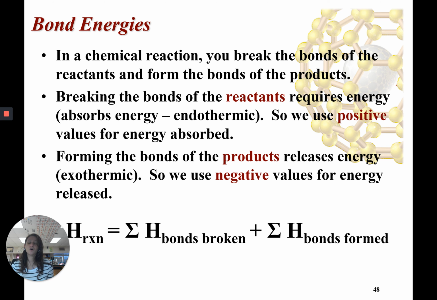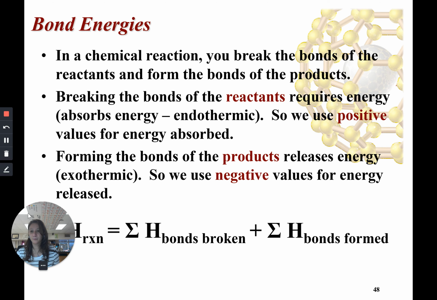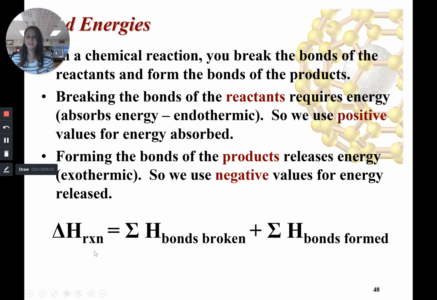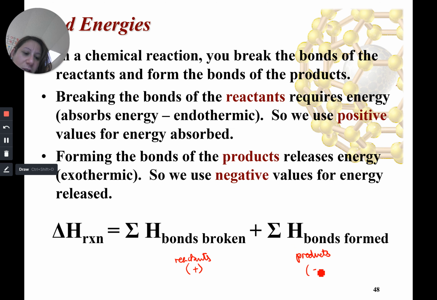So to get delta H of the reaction, you basically say that the delta H of the reaction is the sum of the bonds broken plus the sum of the bonds formed. So you add them all up together. Just make sure that for the reactants, you use positive values. For the products, you use negative values, because in the reactants, you're breaking the bonds, and in the products, you're forming the bonds. So the bonds broken, those are in the reactants, and you use positive values. The bonds formed, those are in the products, and you use the negative values.